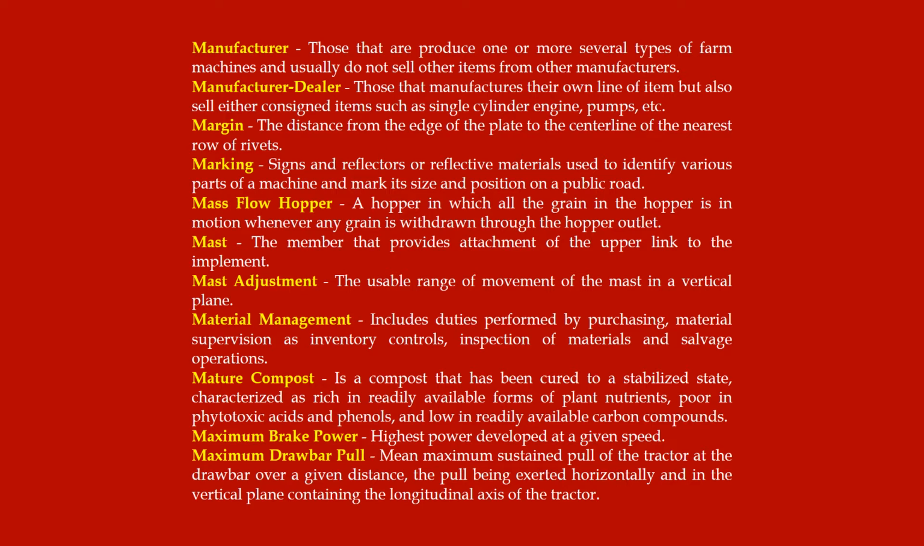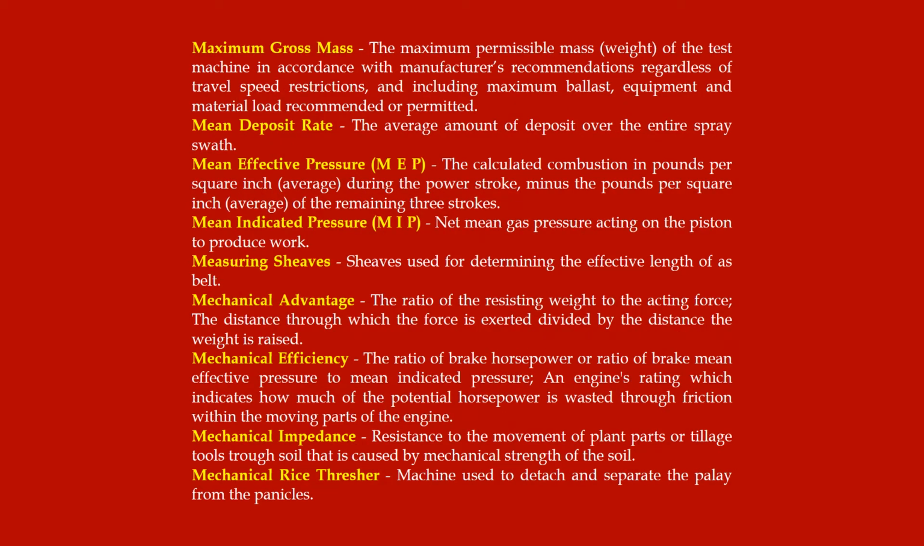Maximum drawbar pull: mean maximum sustained pull of the tractor at the drawbar over a given distance, the pull being exerted horizontally and in the vertical plane containing the longitudinal axis of the tractor. Maximum gross mass: the maximum permissible mass (weight) of the test machine in accordance with the manufacturer's recommendations regardless of travel speed restrictions, and including maximum ballast, equipment, and material load recommended or permitted.